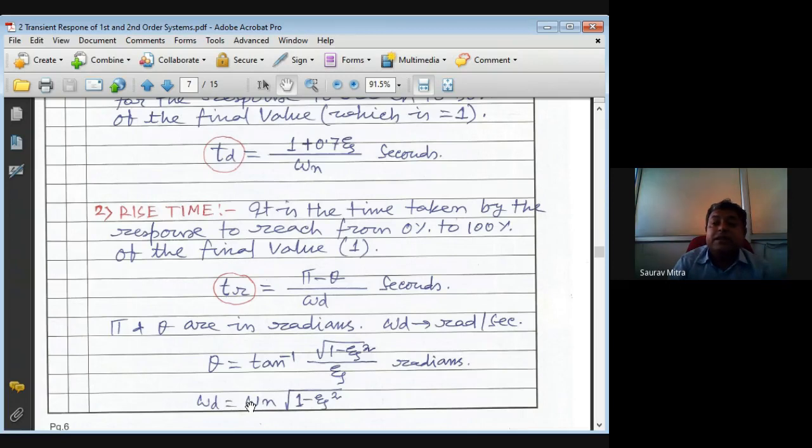So what is omega n? It is called the undamped natural frequency. The unit is radian per second, and zeta does not have any unit. Zeta is equal to R by 2 into root under of C by L.